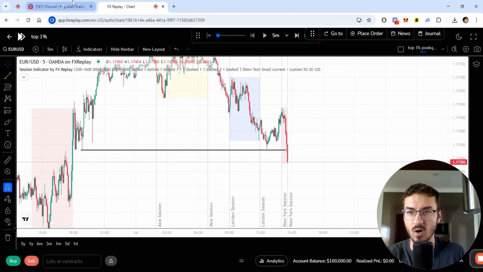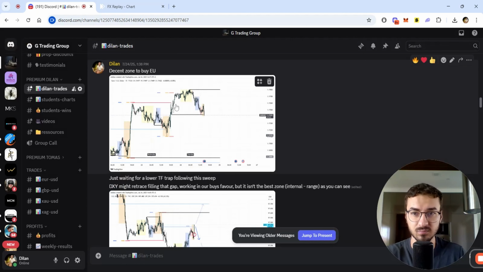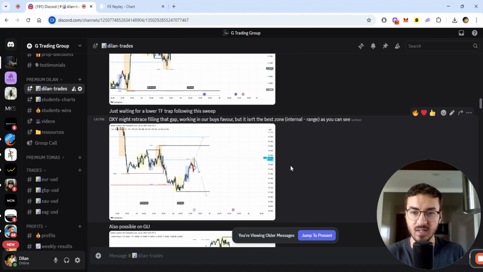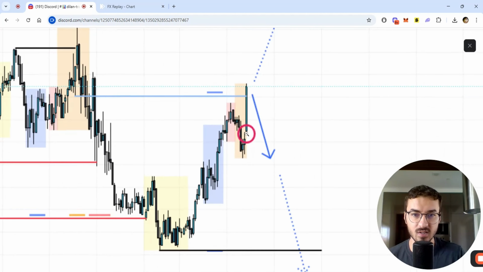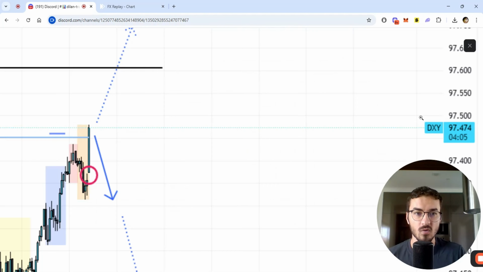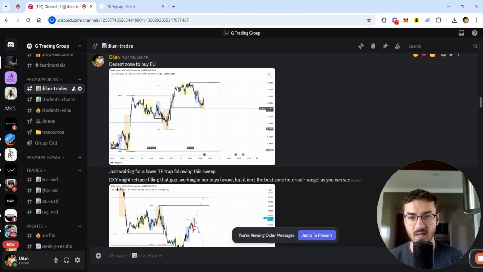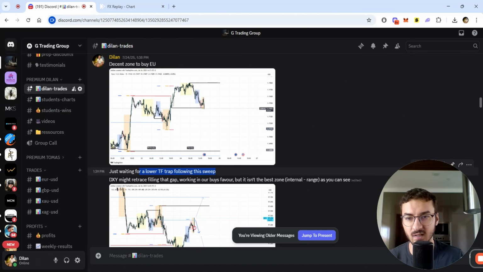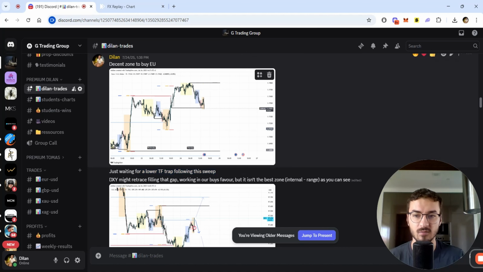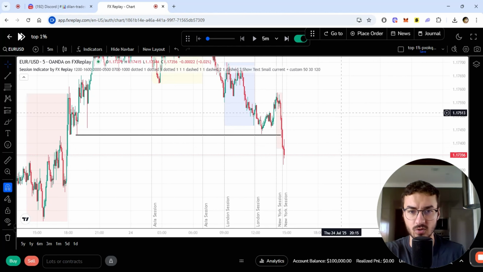So I tell my students as well that, like I've shown you, we're in a decent zone to buy EU. I tell them that the XY might continue higher, but there's also a chance that the XY retraces a little bit, and if the XY goes down from here because of this overall gap that you can see, right, we might have EU go higher as it moves the opposite way. But even though the zone is good right now, I'm still anticipating a lower time frame trap following this sweep. So let's wait for the trap to be done.